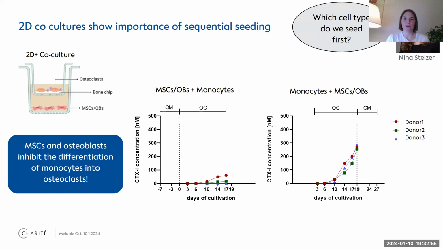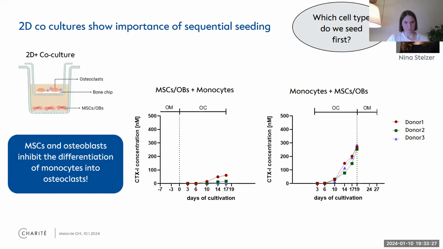She then was wondering which cell type we seed first. And actually, again, proving that I never had osteoclasts on my first bone marrow chip, MSCs and osteoblasts, so the mesenchymal stromal cells and the osteoblasts, actually inhibit the differentiation of monocytes to osteoclasts. So if you add them together, they will just stop the process and you will not have the osteoclasts on there. And she did that with what we call a 2D plus co-culture.